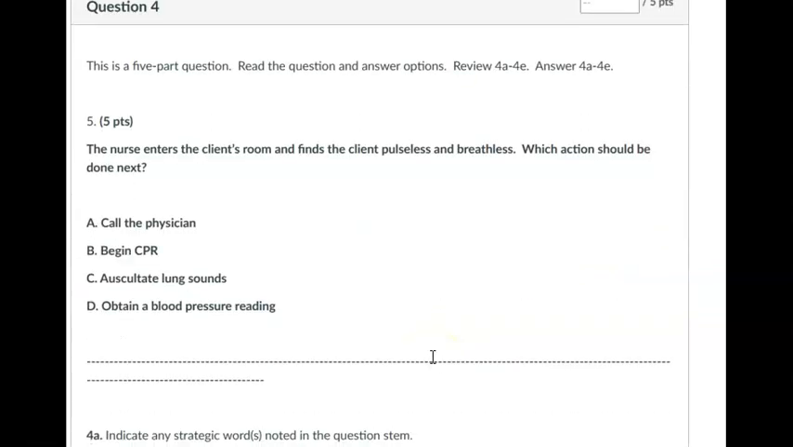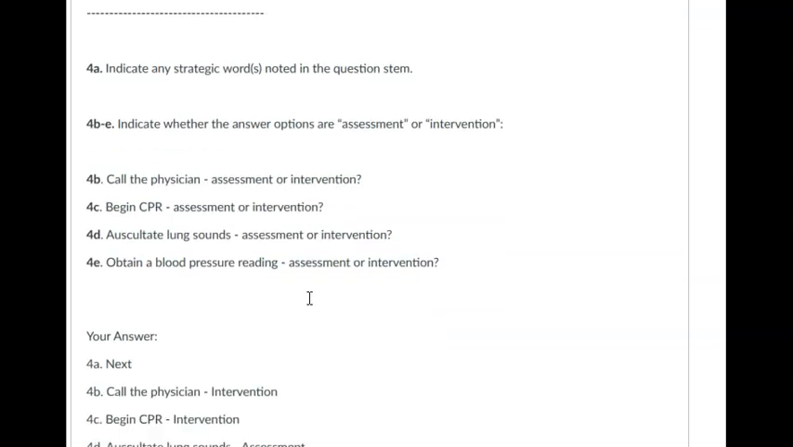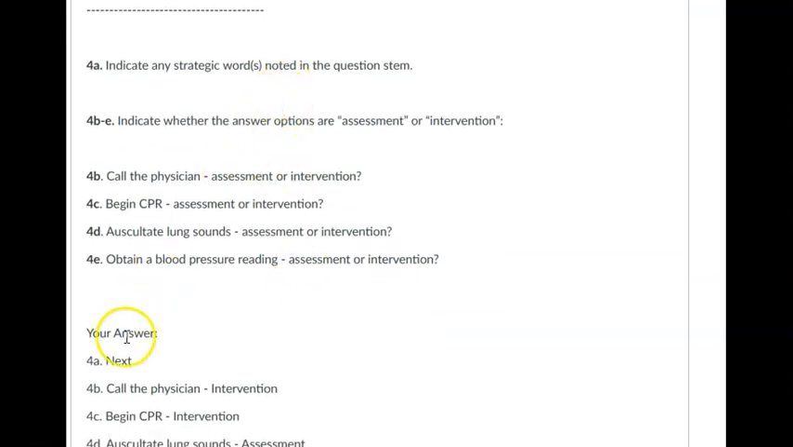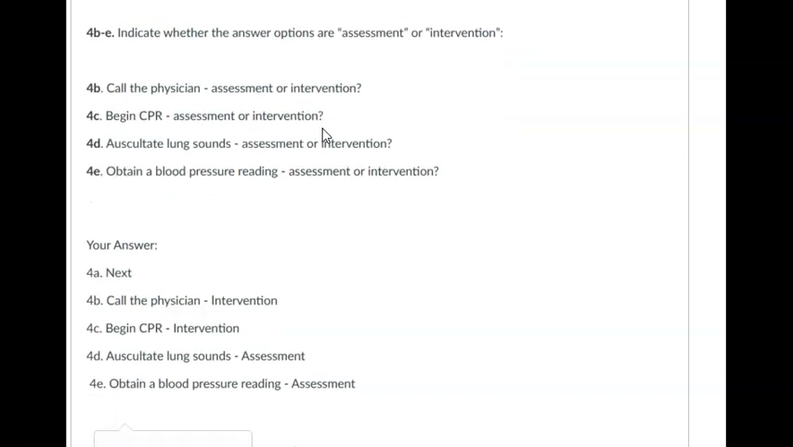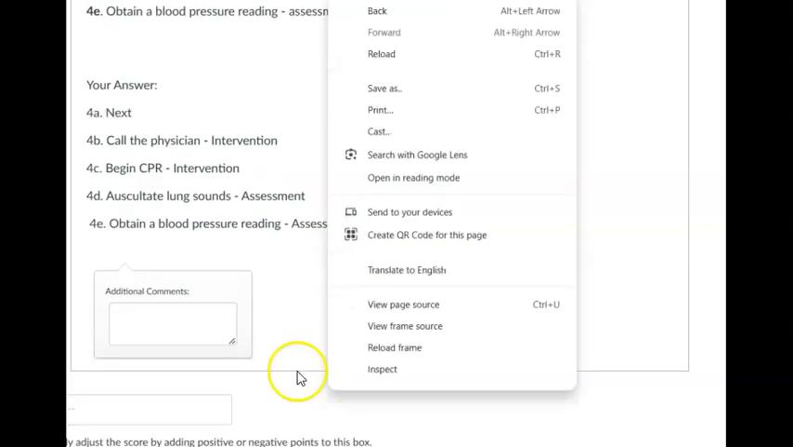Let's keep going here. You enter the room and find a patient pulseless and breathless. What should you do next? Call the physician, begin CPR, listen to lung sounds, or get a BP reading. What are you doing? Indicating strategic words. So you picked next, which is correct, telling us it's a prioritization. Then you had to tell us if these answer options were assessment or intervention. So calling the physician is doing, that's an intervention. Beginning CPR is doing, that's an intervention. Auscultating lung sounds is gathering data, it's assessment. Obtaining a blood pressure reading, gathering data, assessment. So very good for that one.